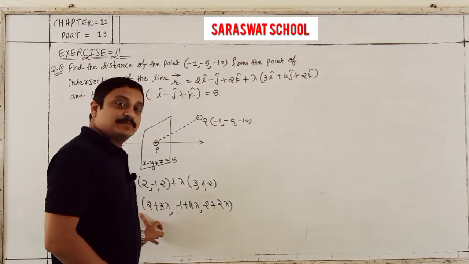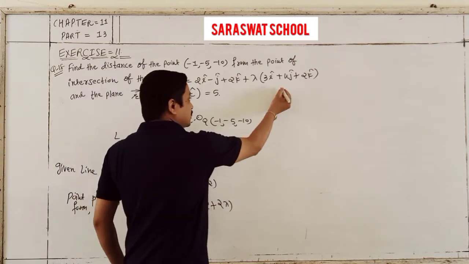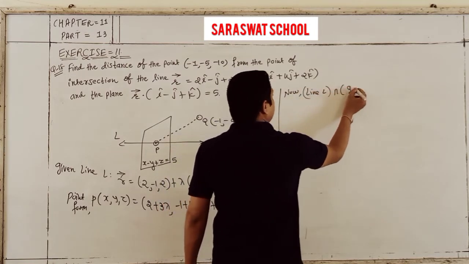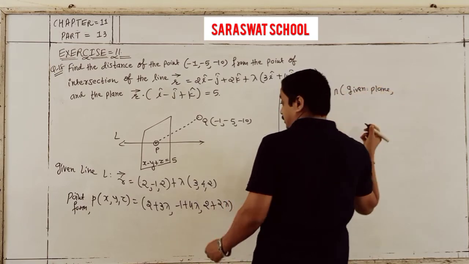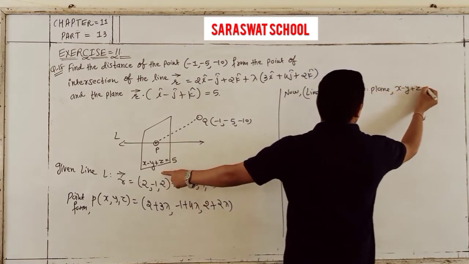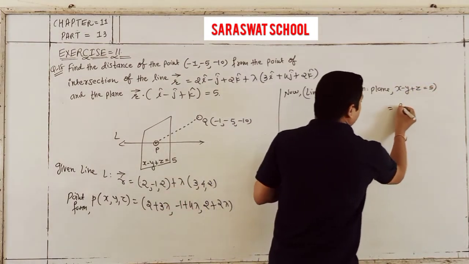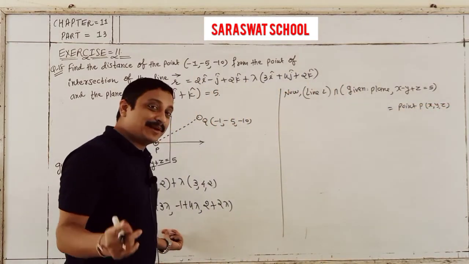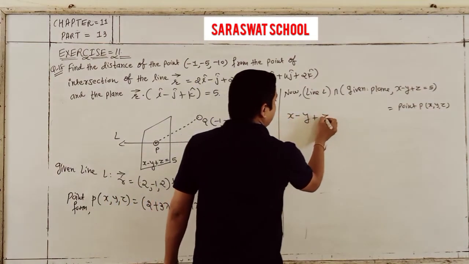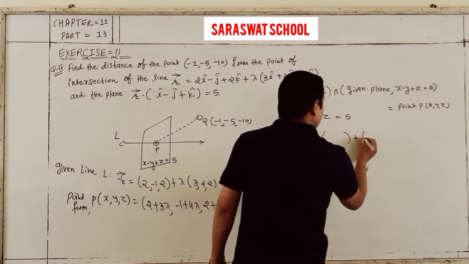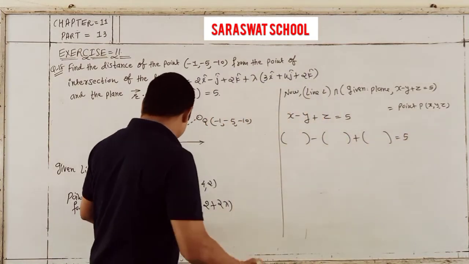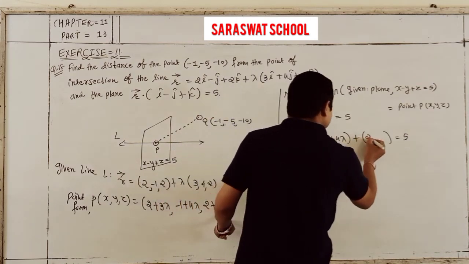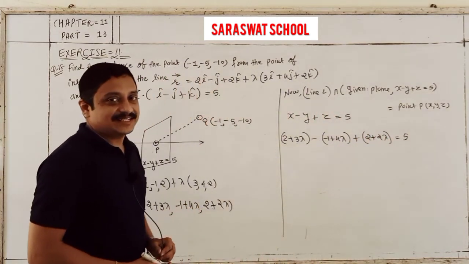So students, now this point P lies on the given plane. Line L intersects with the given plane. The plane is x minus y plus z is equal to 5, and the point P is x, y, z. Indirectly, I am saying that this point P lies on the plane. So x minus y plus z is equal to 5. Put x is 2 plus 3 lambda, y is minus 1 plus 4 lambda, and z is 2 plus 2 lambda, and decide the value of lambda.